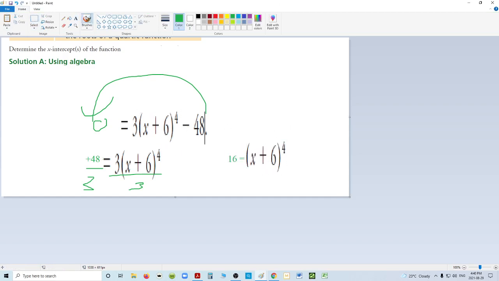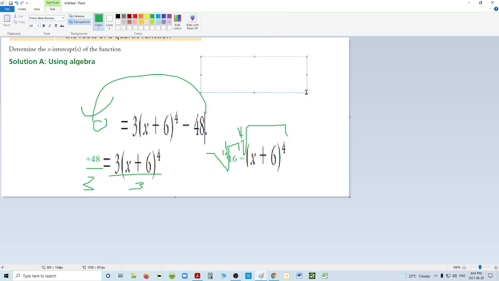And then you ask yourself, how do I get rid of this power of 4? Well, you have to take the 4th root of both sides. Now be careful here. Whenever you take a root, you have to see if there's a plus minus. And sure enough, the 4th root of 16 is plus 2, but it's also minus 2. So now we have 2 solutions. And then when you solve for this, you subtract 6 from both sides, and you get x is equal to minus 4. And this one, when you subtract 6, you get minus 8.